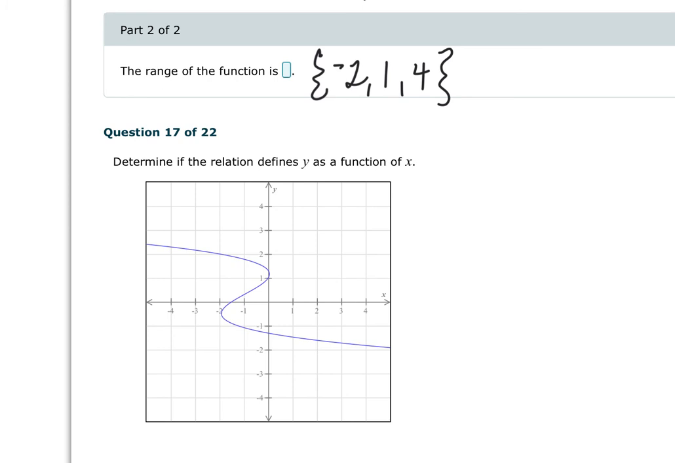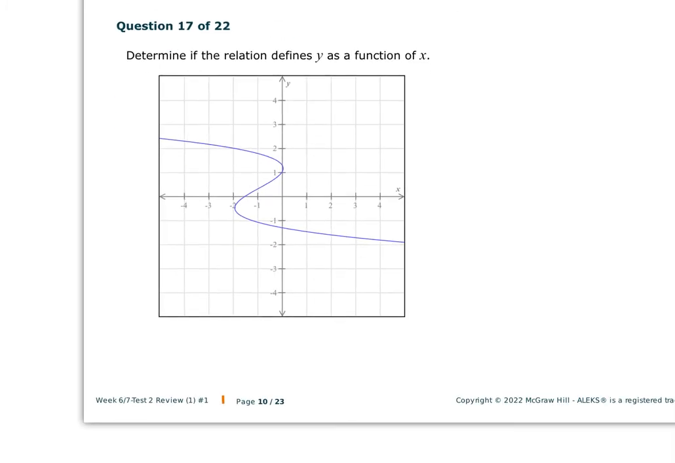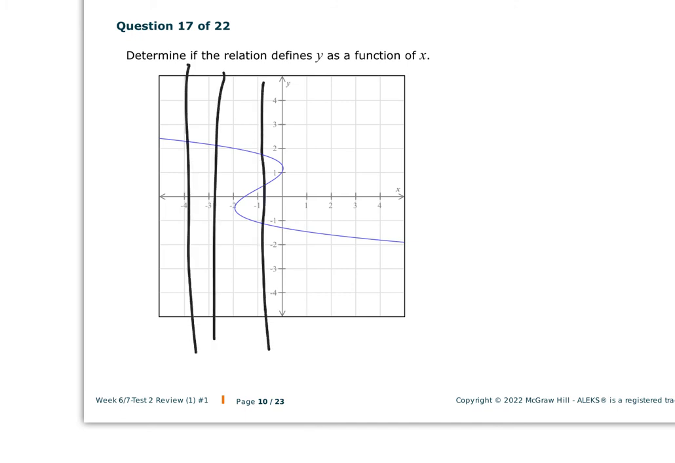Anyway, on number 17, it's asking, is this relation a function? So all you had to do, since it gave you a graph, is the vertical line test: draw vertical lines and see if you can draw a vertical line so that it intersects the graph at more than one spot, and you absolutely can. Right here I drew it intersected at 3 spots. So if you can draw a vertical line through it and intersect the graph at more than one spot, then no, it is not a function.